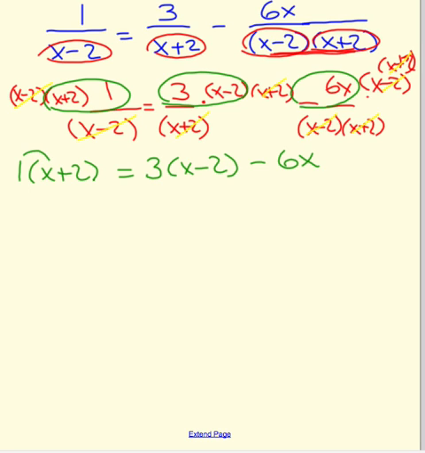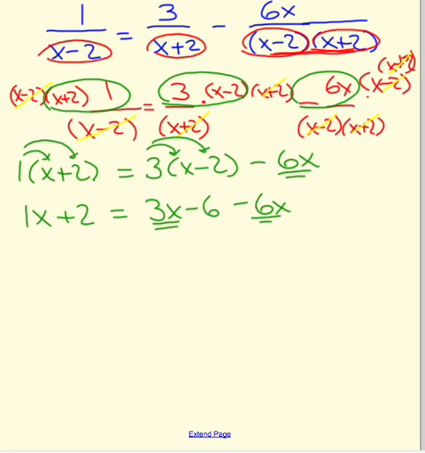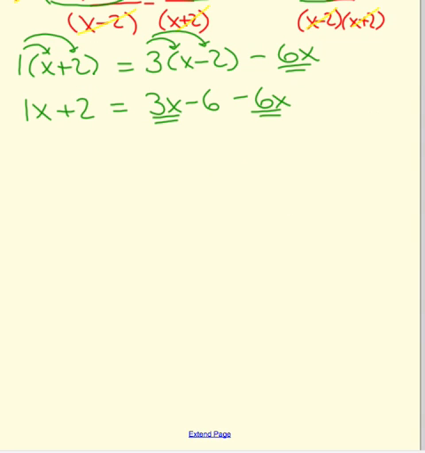So I'm going to go ahead and distribute the 1 through. So I get 1x plus 2. I'm going to distribute the 3 through. So I'm going to get 3x minus 6. And then I still have this minus 6x over on the right. I'm going to go ahead and combine like terms. So I have this 3x and this negative 6x. So they become negative 3x.